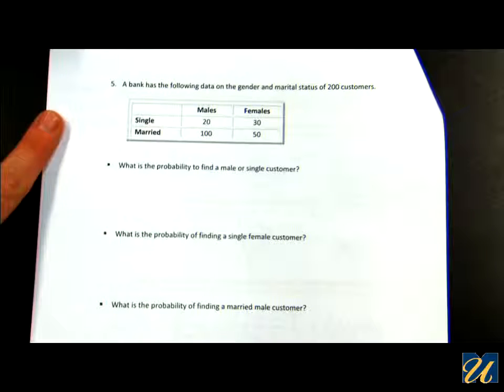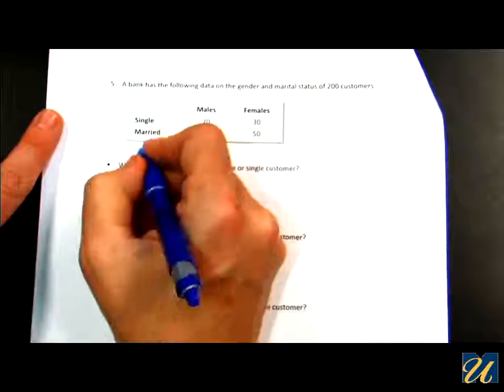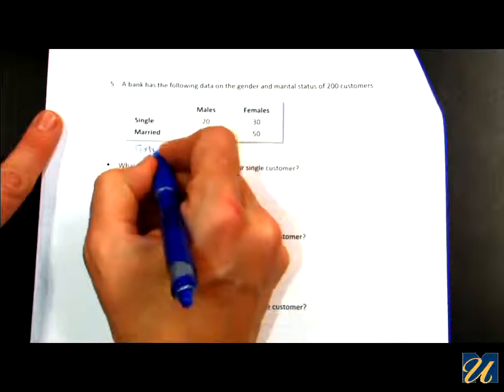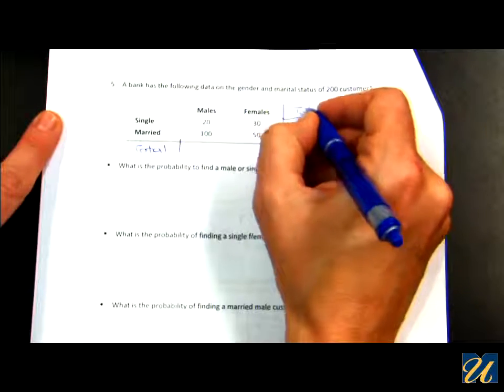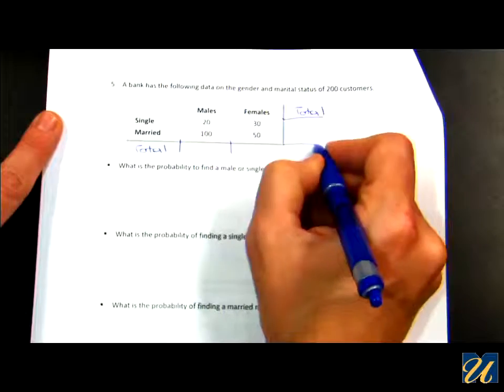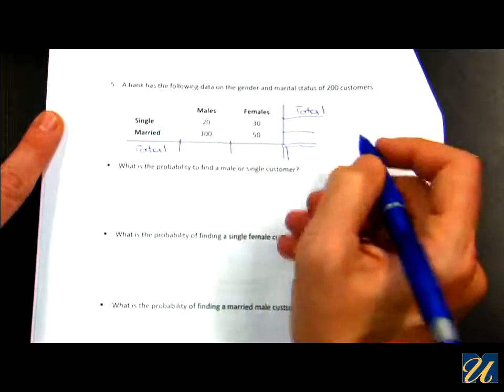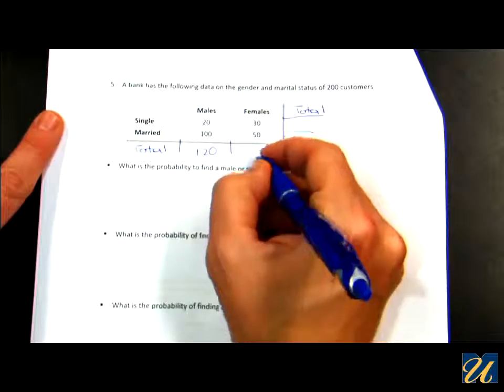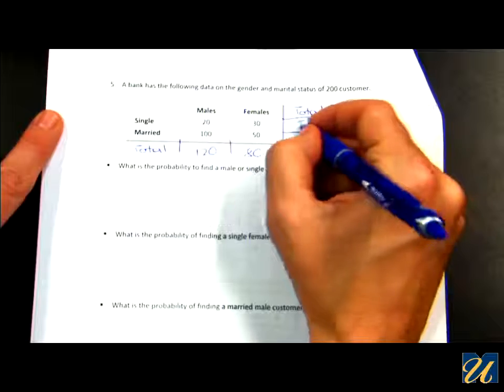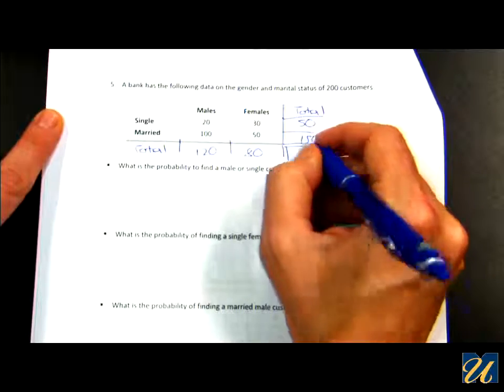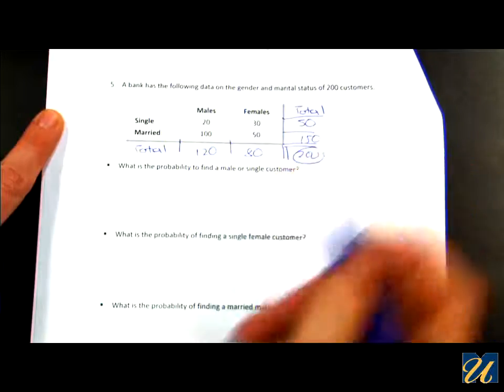Now, for problem number 5, we have a bank that has the following data on the gender and marital status of 200 customers. We have the following table, and I'm looking for different probabilities. As we mentioned before, every time you have a table, first thing you need to do is calculate the totals of every column and every row, including the grand total. So you will have 120, 80, 50, 150, and your grand total will be 200.